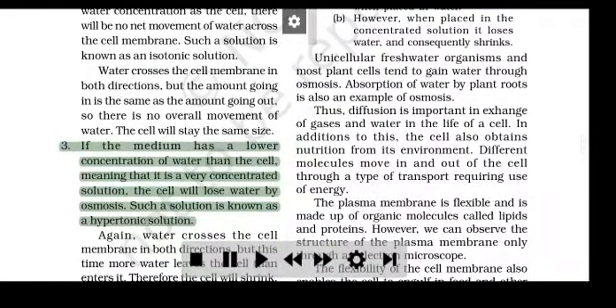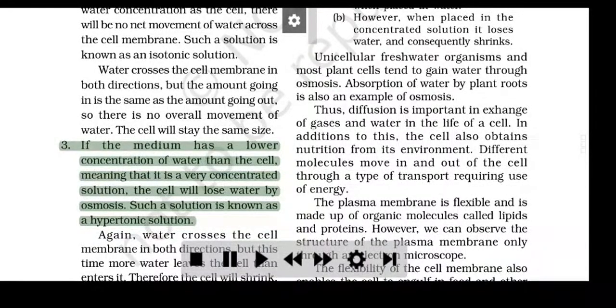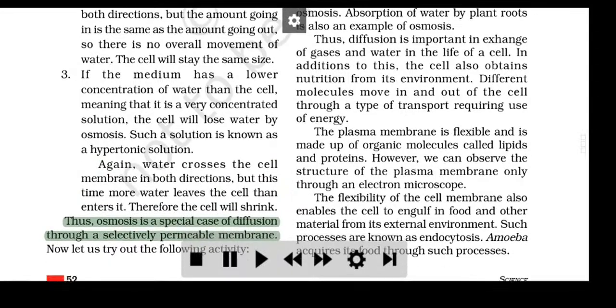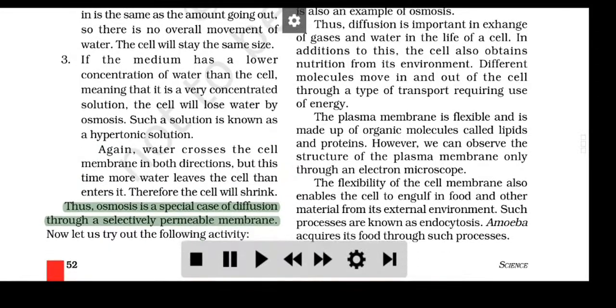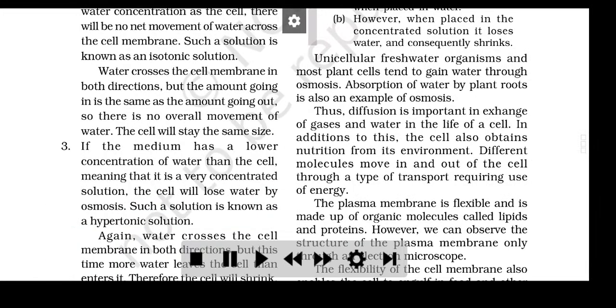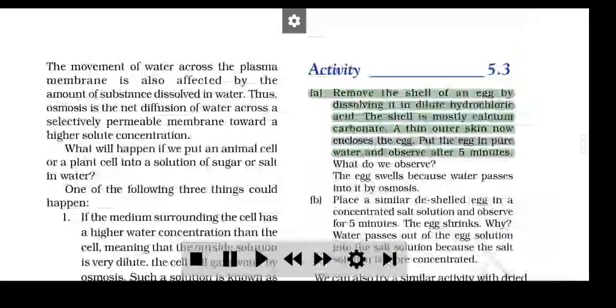The cell will stay the same. 3. If the medium has a lower concentration of water than the cell, meaning that it is a very concentrated solution, the cell will lose water by osmosis. Such a solution is known as a hypertonic solution. Water crosses the membrane in both directions, but this time more water leaves the cell than enters it. Therefore, the cell will shrink. Thus, osmosis is a special case of diffusion through a selectively permeable membrane. Now let us try out the following activity. Activity 5.3.